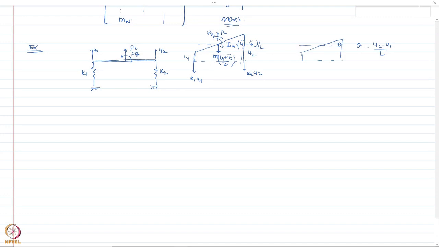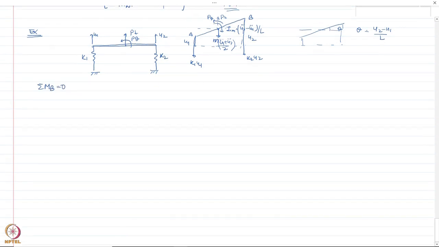Okay, so utilizing that, let us write down the equation of motion. To write down the equation of motion, I'm going to first consider this as end A and end B, summation of moment about point B equal to 0. What that would give me directly is the equation, let us write it down here.